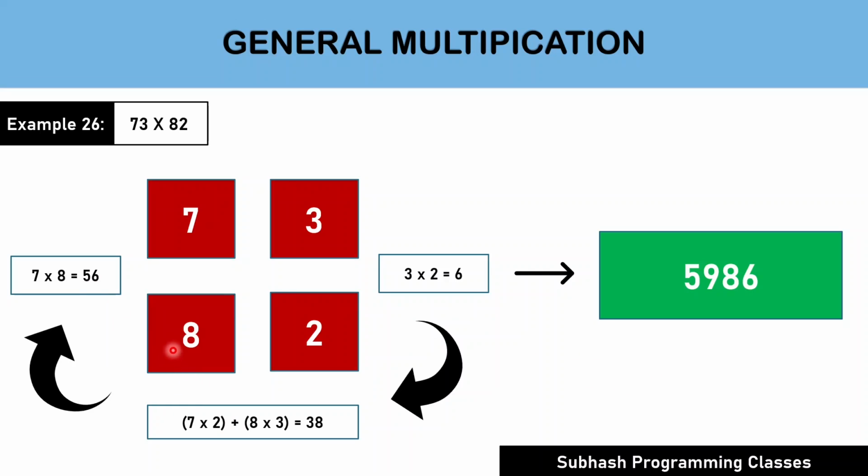Therefore, the answer is 5986. So 56 plus carry forward 3 becomes 59, which I place over here, and it becomes 5986, and 5986 is the right answer for 73 into 82, my dear friends. Now, this method can be used to multiply any two numbers irrespective of the number of digits.